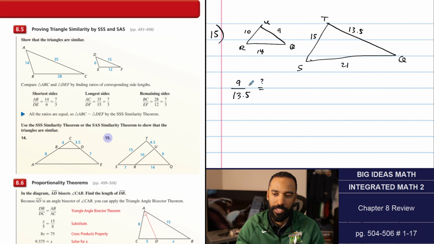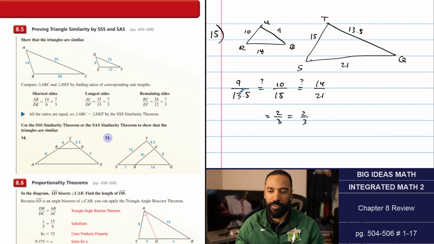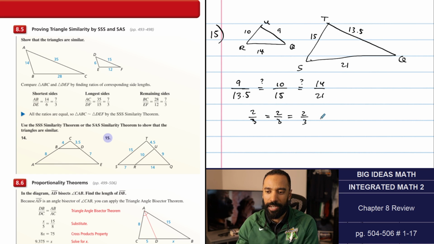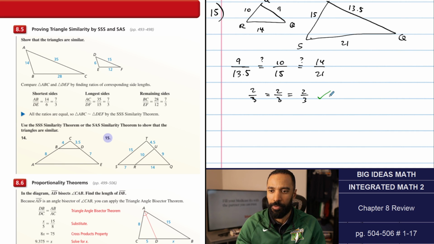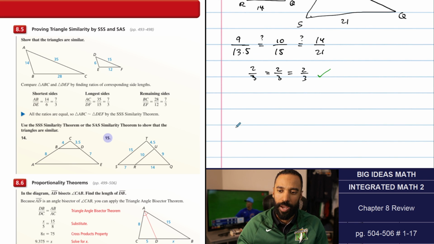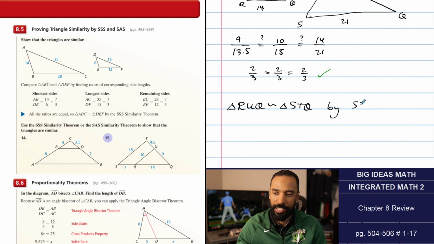Is it the same here as 10 over 15, the mids, and the same as 14 over 21? Now 10 15ths is 2/3, 14 over 21 is 2/3, 9 over 13.5, you divide them both by 4.5, you will get 2/3. That all checks out. These side length sets are all in proportion with each other. So triangle RUQ is similar to triangle STQ. This is by side-side-side similarity.